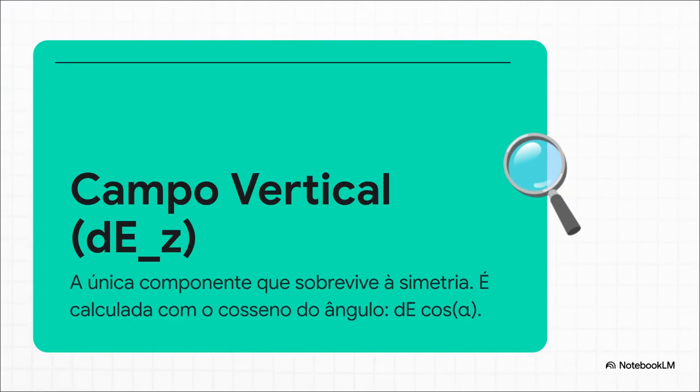So remember, the field from one tiny piece dq would normally have two components, but we just proved that we only care about the vertical part, which we call dEz. Now, from basic trigonometry, we know that to get that vertical component, we just need to multiply the total field dE by the cosine of that angle, alpha. And if you look at the geometry of the setup, the cosine of alpha is just the adjacent side, z, over the hypotenuse, r. So when you put it all together, our vertical component dEz is just the basic field formula times z over r.